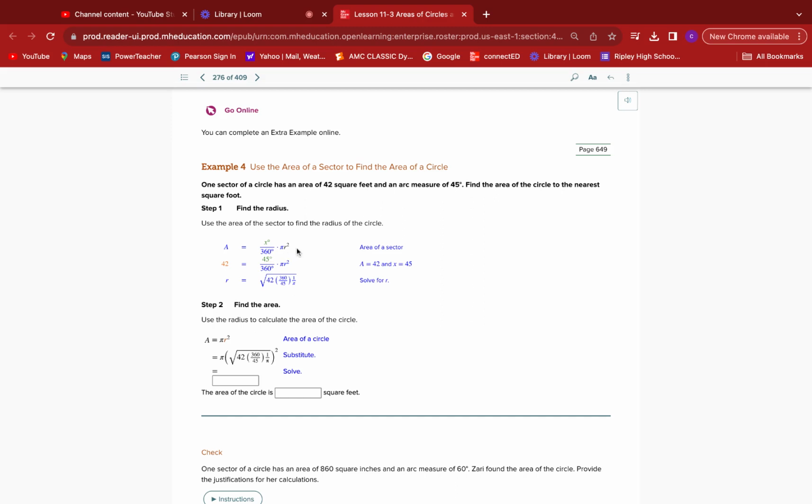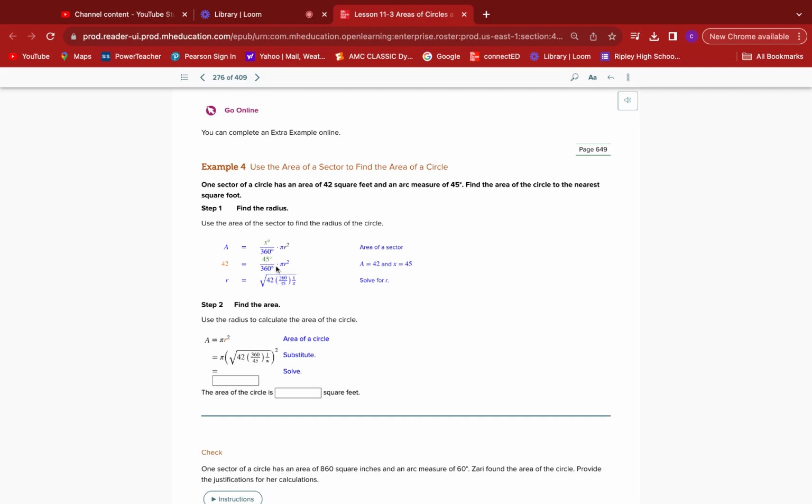r squared. Well, the first thing we got to do is to take that 42 and plug it in for the area, because we need to figure out what the r is. That's the first thing we got to do. Find your radius, because we're going to need it to find the area of the circle. And they didn't give it to us. All right, so I'm going to take my 42, plug it in for the A. I'm going to put in 45 for the angle over 360 times pi r squared. And it looks like they skipped quite a bit of steps.